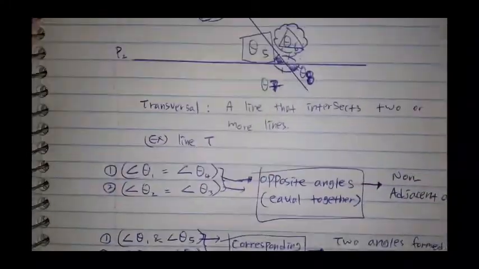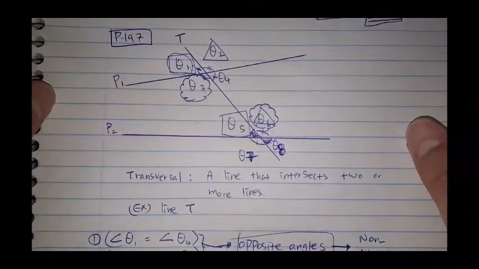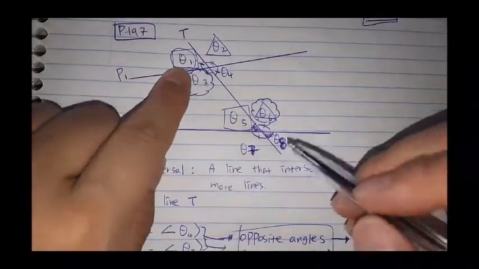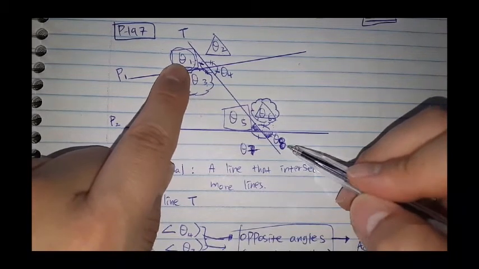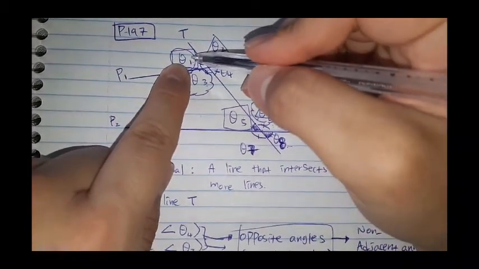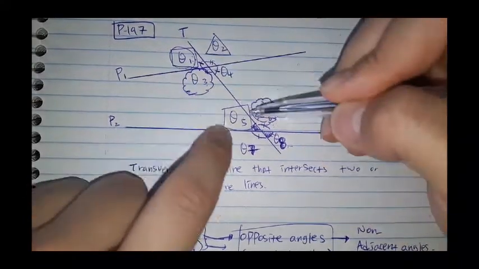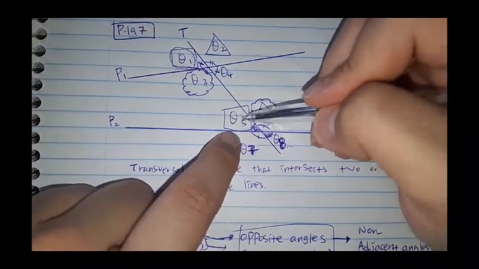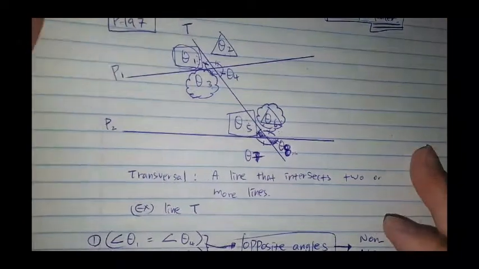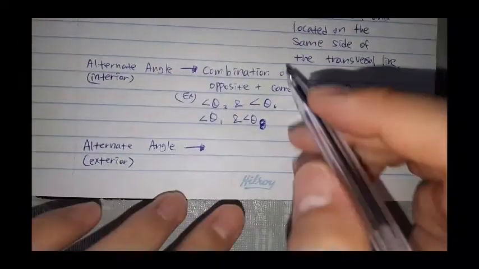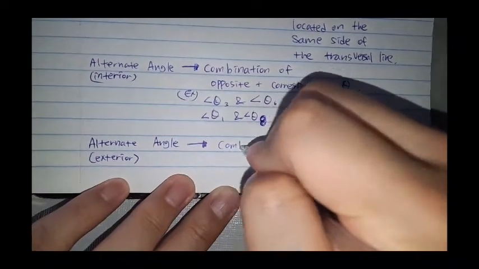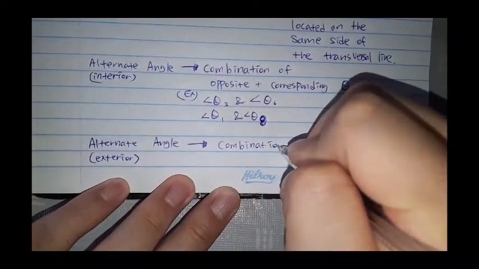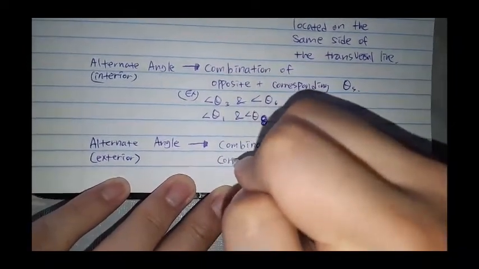Now in any case, let's look at that situation. If I look at angle number 1, which is located on the left upper corner of an intersection point, as you may see, it is located between P1 and T. The corresponding angle is angle 5, and opposite of that is angle 8. So it is basically identical to the interior situation. It's a combination of corresponding angle and opposite angle.